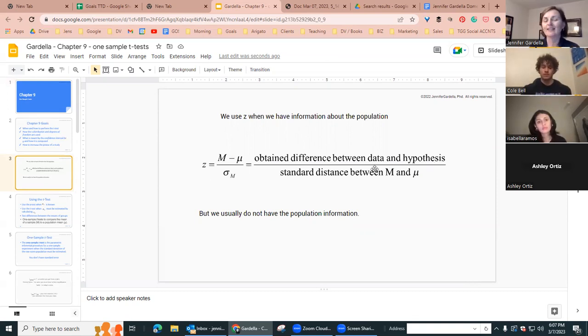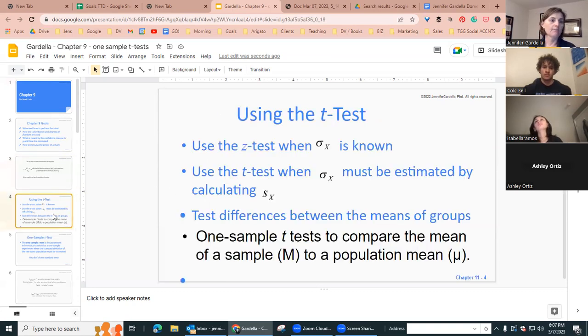Now, we teach you this and we start here because it's the easiest to understand. But the truth is, except when you're dealing with large data sets like the SAT and the GRE, we usually don't have this population mean or standard deviation, standard error that we can compute. So we use the z-test when the population mean and the standard error is known, and we use the t-test when the standard error is estimated by calculating the standard deviation of our sample. So in order to do a t-test, you have to be given this stat right here. This is the standard deviation of our sample.